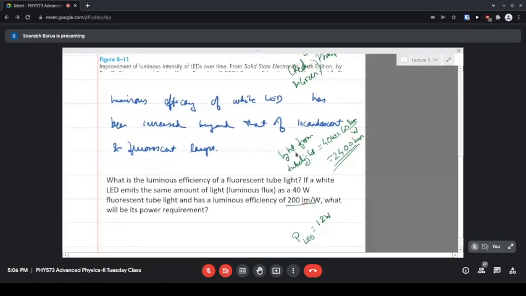So basically that means if we have an imaginary LED of this much efficiency, then it can produce the same luminous flux as a 40-watt fluorescent tube light. Okay, so that was the question.